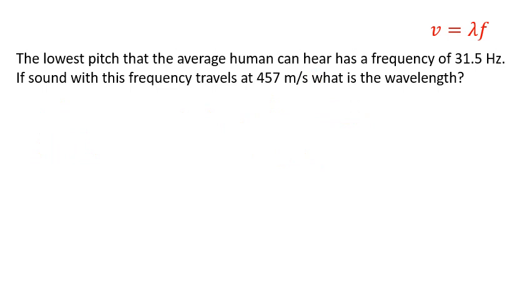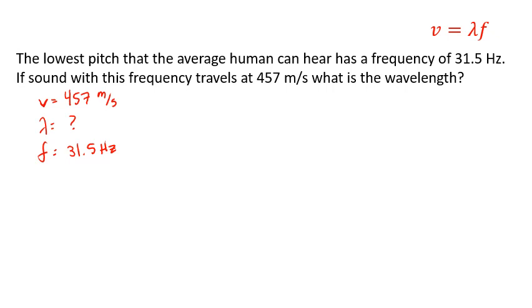The lowest pitch that an average human can hear has a frequency of 31.5 hertz. If sound with this frequency travels at 457 meters per second, what is the wavelength? So line up our units. It's asking for the wavelength in this one. So last one we solved for wave speed. Here we're solving for wavelength. Our frequency is 31.5 hertz, and the wave speed is 457 meters per second.